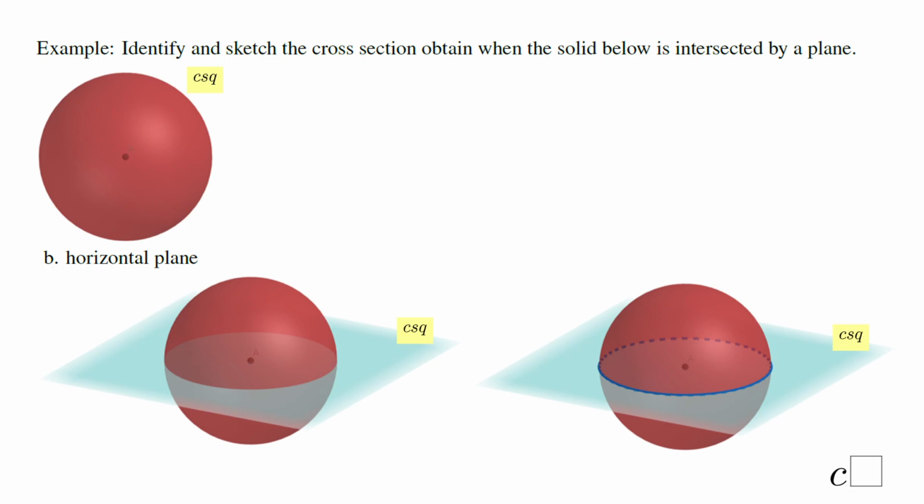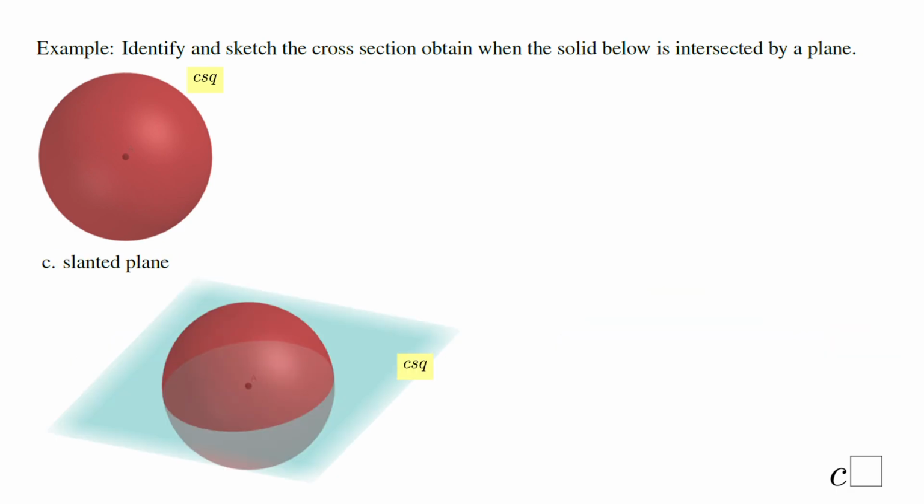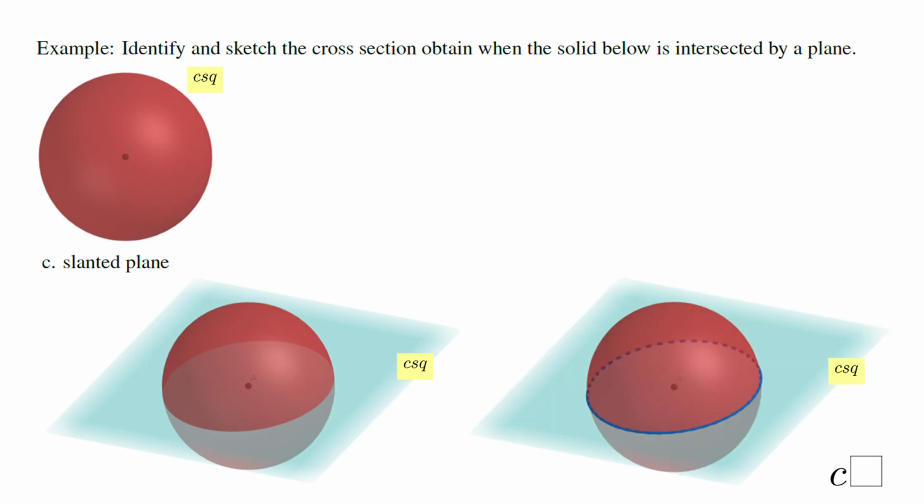What about a slanted plane? You notice we have this one that goes through the center. By the way, it is a circle, and always when you cross this sphere, you're going to get a circle. There is no other choice. And that's it for this lesson.